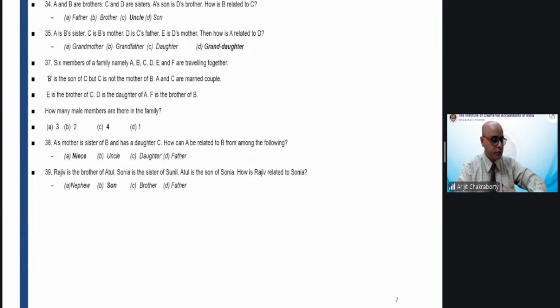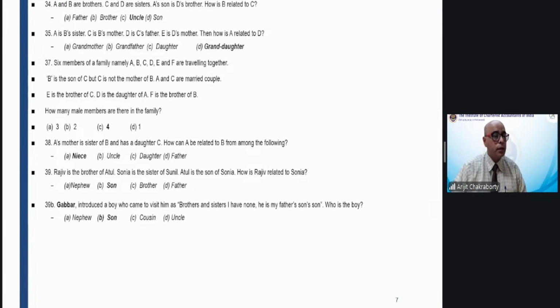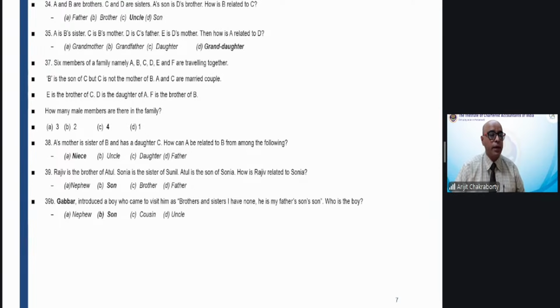39th question. Rajiv is the brother of Atul. Sonia is the sister of Sunil. Okay. So here we will see the different patterns which are given. And Atul is the son of Sonia. How is Rajiv related to Sonia? Rajiv is the brother of Atul. So we have Rajiv and Atul. Both are male, both are brothers. They are brothers of each other. Sonia is the sister of Sunil. Atul is the son of Sonia.